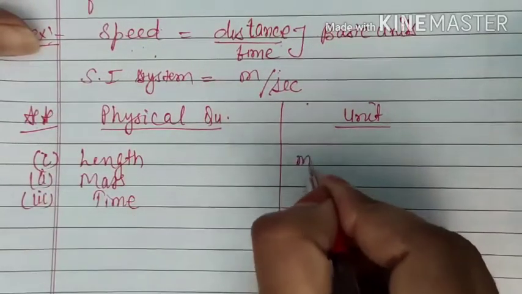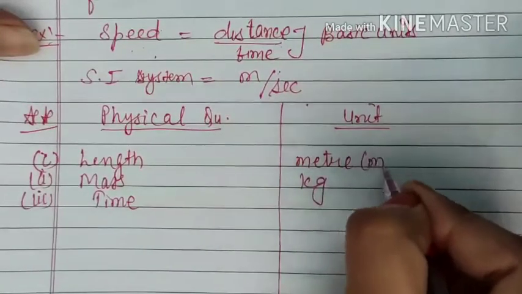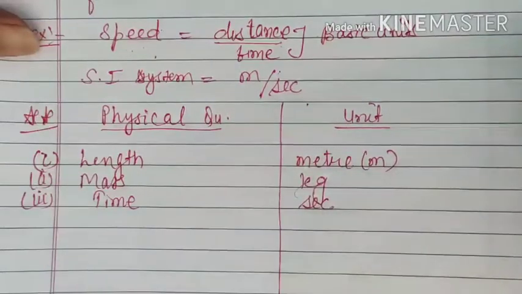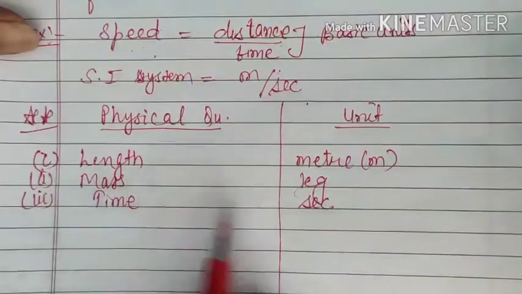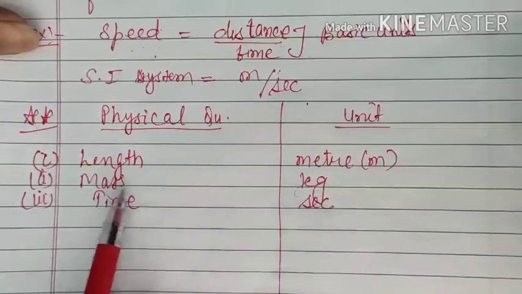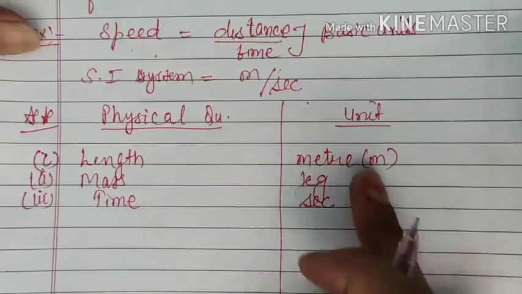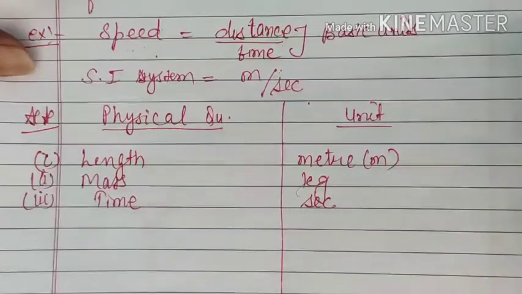For length we said meter, for mass we said kilogram, written as kg, and for time it is second. These are the SI system. We will see the system of units later, but right now we just have to remember these physical quantities and their units, so that we can recognize that a unit is a derived unit because it has been derived from the basic units. So first we should know the basic units. That's why we are learning. So first we learnt that there are only three basic units, that is meter, kilogram and second.